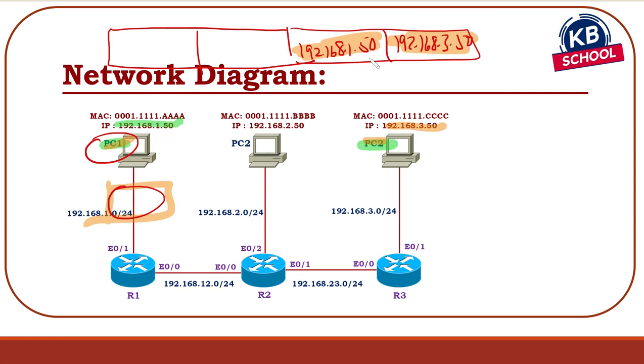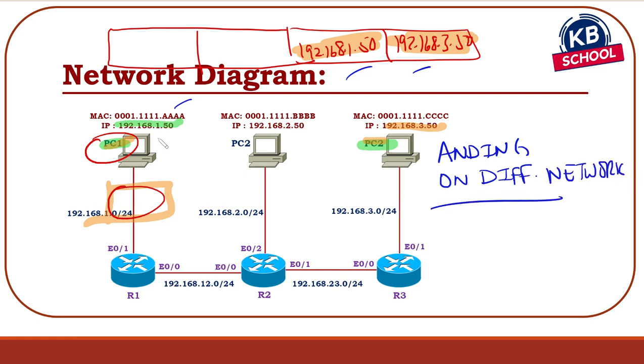So what happens is it does a process, which is called the ANDing process, to figure out that my source and destination are on different networks. If they're on different networks, the PC needs to be configured with the IP address of what is known as the default gateway. So PC1 needs to know, if I want to communicate to a device that is not on my network, who do I send the traffic to? In my case, my default gateway is going to be 192.168.1.1.